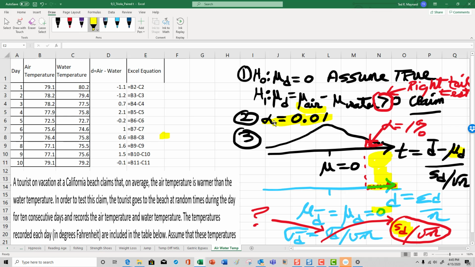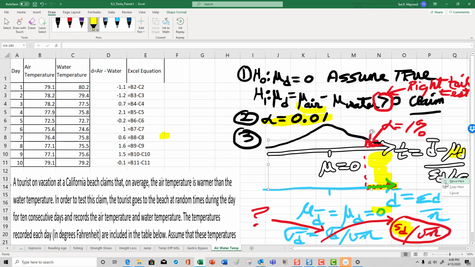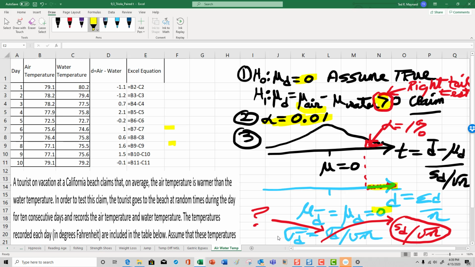The upper 1% of all values of the test statistic, D bar, will be unusually high, enough to cause rejection of the null hypothesis. These values, the upper 1% of D bars, correspond to the upper 1% of the standardized test statistic. T is D bar minus mu sub D, which is 0, from the null hypothesis, which is assumed to be true, divided by the sample standard deviation divided by the square root of the sample size. The standard deviation of the D bars is sigma D divided by the square root of the sample size. But we do not know sigma D, therefore we must use the sample standard deviation of the differences.